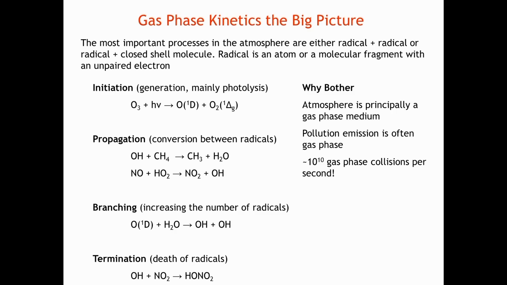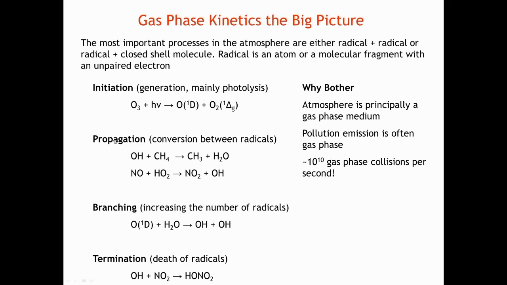So propagation. So I've put something in brackets there, conversion between radicals. Why is propagation normally a radical reaction? Because we can produce another radical. That's true. Because you start from radicals, because most photolysis produces a radical. So what is the radical species here? O singlet D is a radical species.